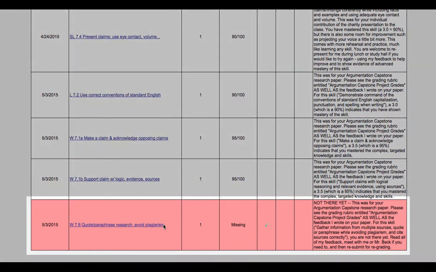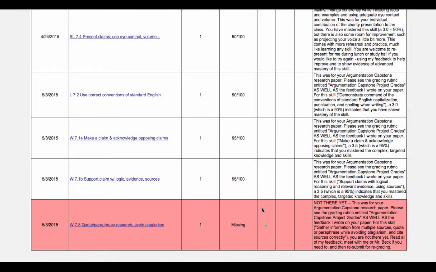Here's the one down here that I said that she's not there yet. And I gave a little description. This is for your research paper. See the rubric as well as the feedback I wrote in your paper for this skill, and then I rename it, gathering information and quoting without plagiarizing. You are not there yet. Read all of my feedback, meet with us, resubmit for regrading. So this is how I make it work in a traditional gradebook.